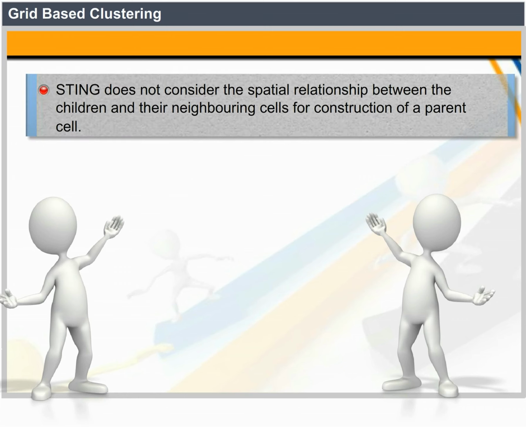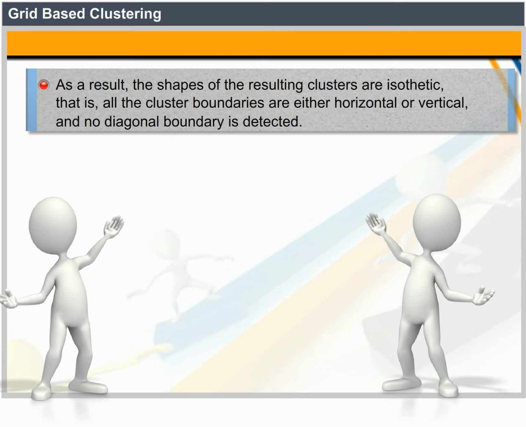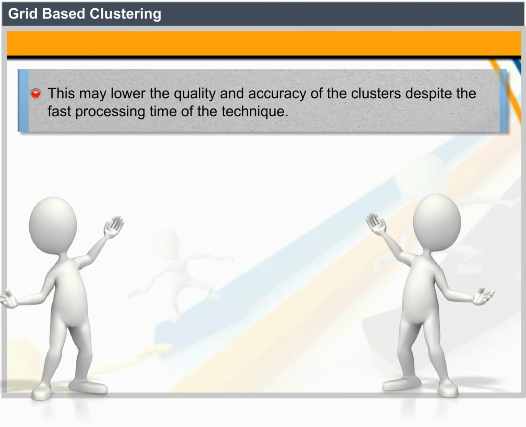STING does not consider the spatial relationship between the children and their neighboring cells for construction of a parent cell. As a result, the shapes of the resulting clusters are isothetic, that is, all the cluster boundaries are either horizontal or vertical, and no diagonal boundary is detected. This may lower the quality and accuracy of the clusters despite the fast processing time of the technique.